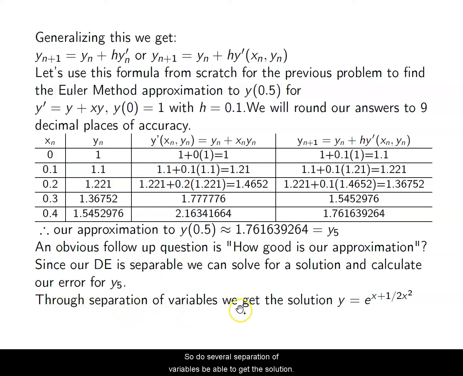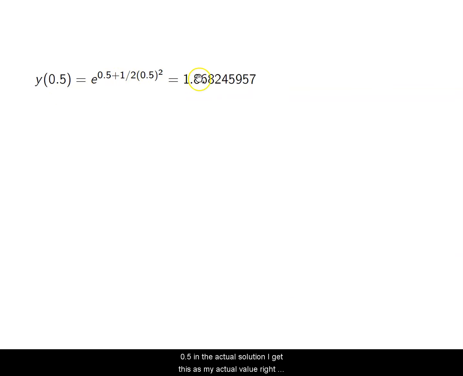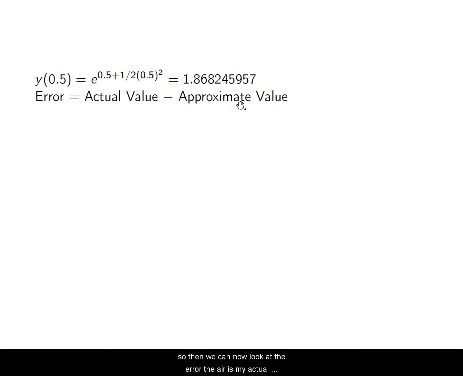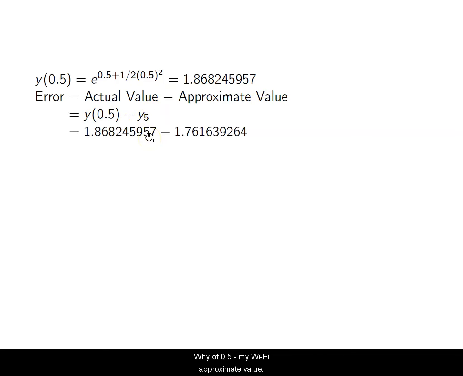So through separation of variables, we're able to get the solution, y equals x plus 1/2 times x squared. Okay. So at 0.5 in the actual solution, I get this as my actual value, right? So then we can now look at the error. The error is my actual value minus my approximate value, right? Or y of 0.5 minus my y5 approximate value. So when we do this, we get an error of basically around 10%, right? So I got about a little more than a 10% error, close to 11% error in my solution, right?